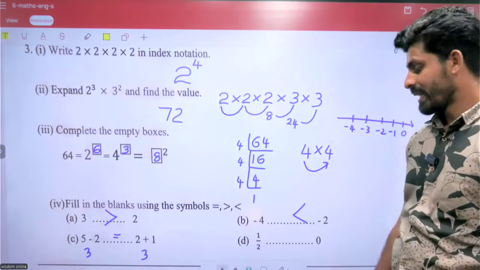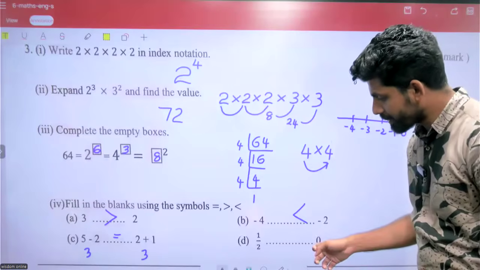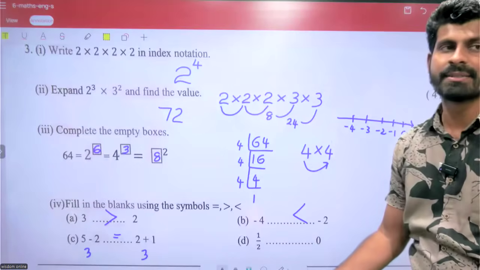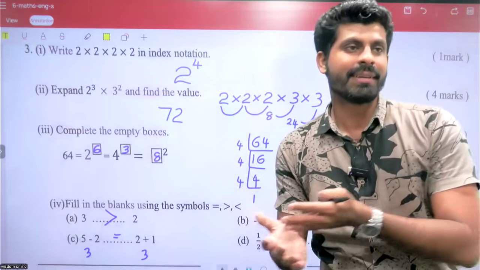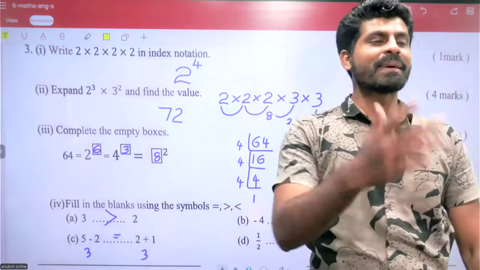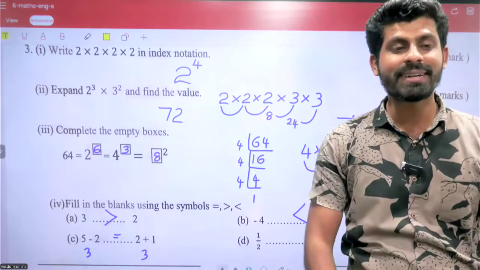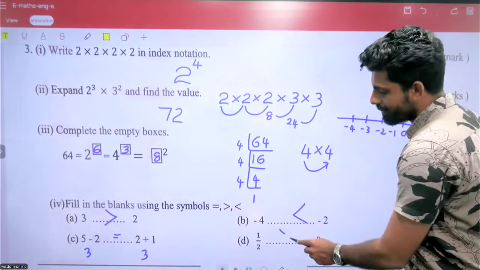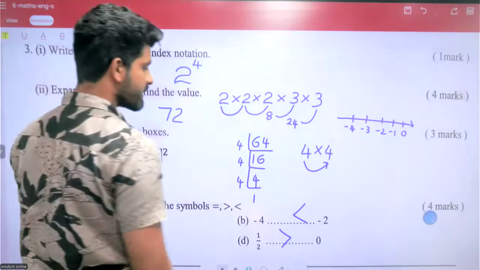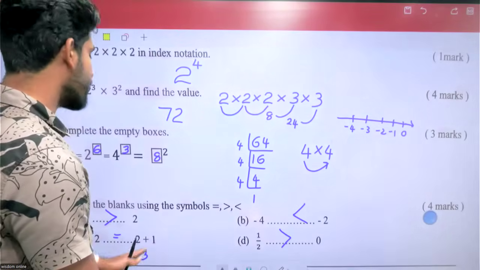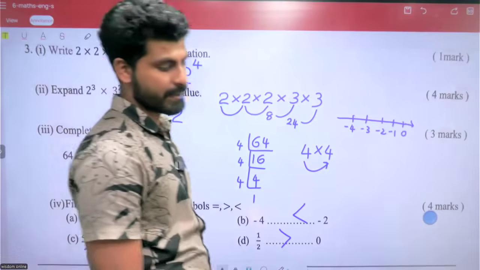Next, half and 0. Half. Just think: there is half a cake, and no cake. What is greater? Yes, half is greater than 0. Right? Equal, and half is greater than 0.